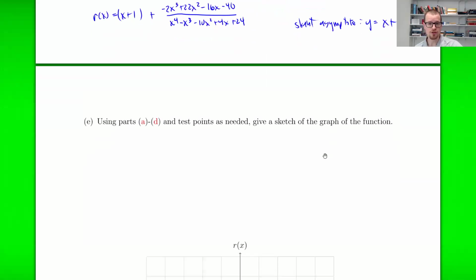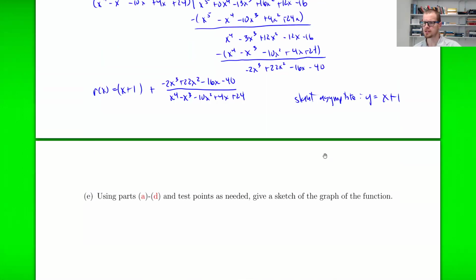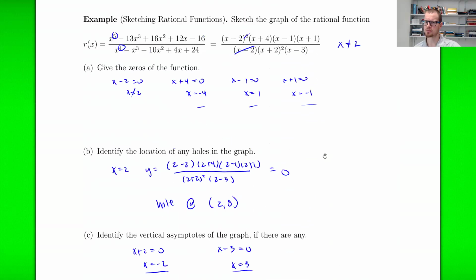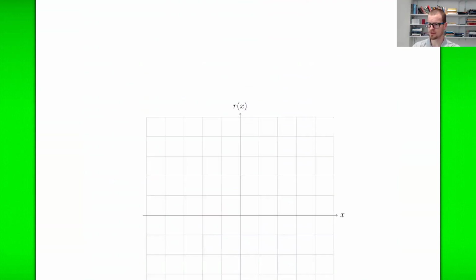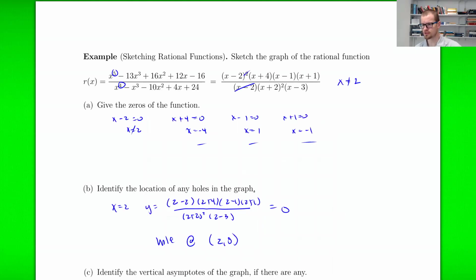Now we want to use those various parts to tell us what the graph of the function is going to look like. So let's return back up here and we'll transfer these pieces over one at a time. We have these zeros of the function: negative 4, negative 1, 1. Those are the zeros of the function. We'll go back to the previous page to identify what is next: location of holes in the graph. So there's a hole at 2, 0.